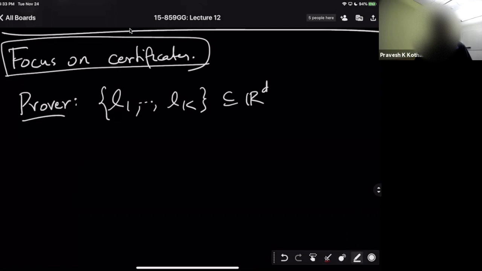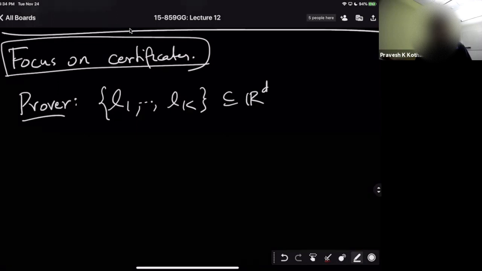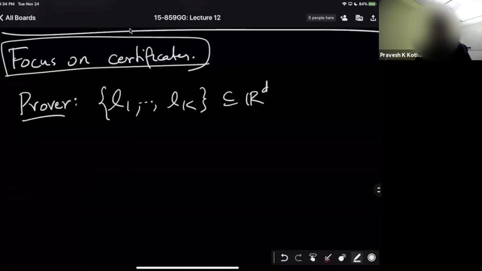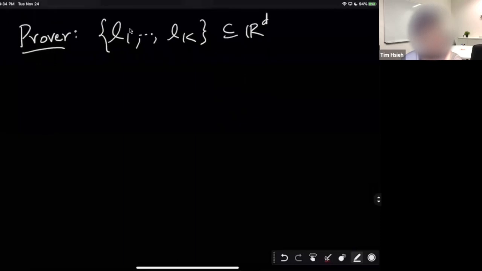Silly question number 3. Somebody hands over a list of potential solutions to me. They're saying, you know what? One of these Lis is your favorite L star. What can I check about the Lis? Check how many constraints they satisfy.